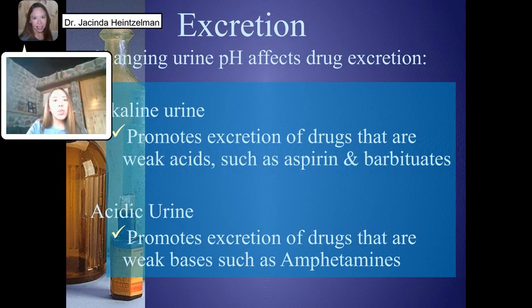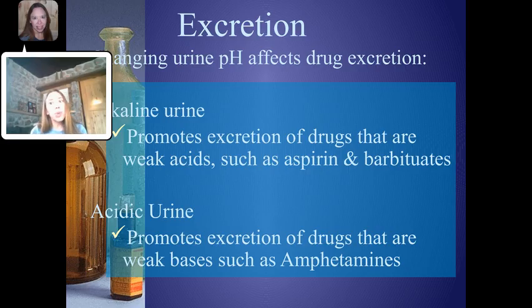We talked about how some drugs can alter the pH level in the GI tract. We can also see alterations in the urine pH level affecting drug excretion. If we have a more alkaline urine, this is going to promote excretion of drugs that are weak acids, such as aspirin and barbiturates. It's going to allow those drugs to go out of the body much faster than what is intended. Then we could have a patient that has more acidic urine, and this will promote excretion of drugs that are weak bases, such as amphetamine. So again, we have to think about the urine pH, and we need to recognize this can also alter drug excretion out of the body.